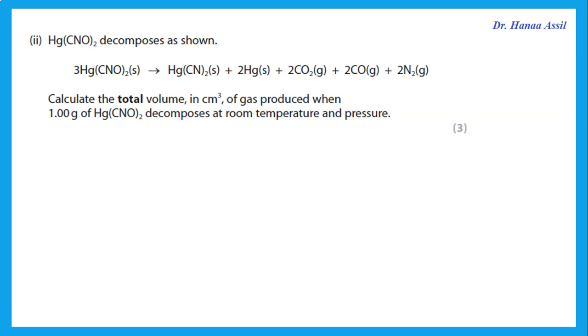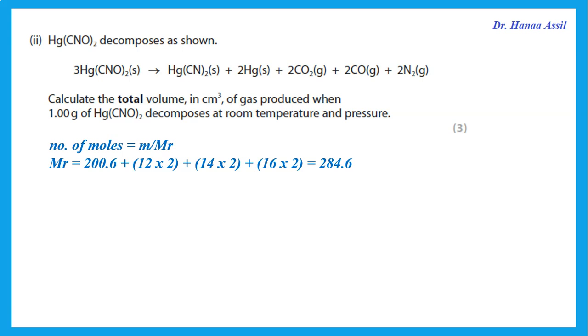This compound decomposes as shown. Calculate the total volume in centimeter cubed of gas produced when 1 gram of that compound decomposes at room temperature and pressure. So we're starting with 1 gram of the reactant. The first thing we need to do is get the number of moles. Number of moles is mass over molecular mass. That means we calculate the molecular mass of the Hg(CNO)2. So that is 284.6. Then we get the number of moles. So that is the mass given, 1 gram over the Mr. That's the number of moles of the reactant.